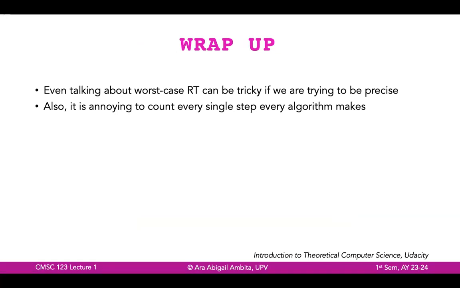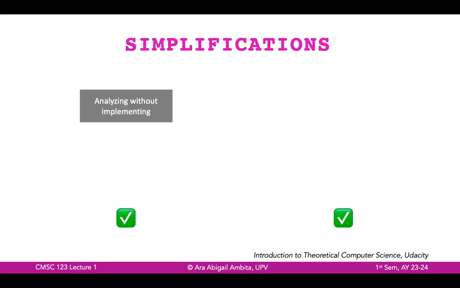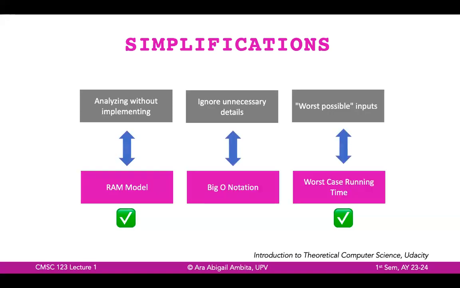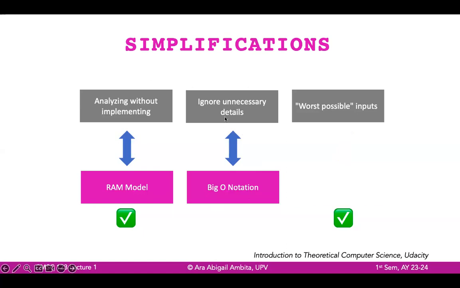So we need some kind of way to ignore other details and focus only on the most important part. And we are going to do that using the big O notation. So we are done discussing the RAM model as well as the worst case running time. Now, from that, let's focus on the big O notation, which is ignoring unnecessary details.